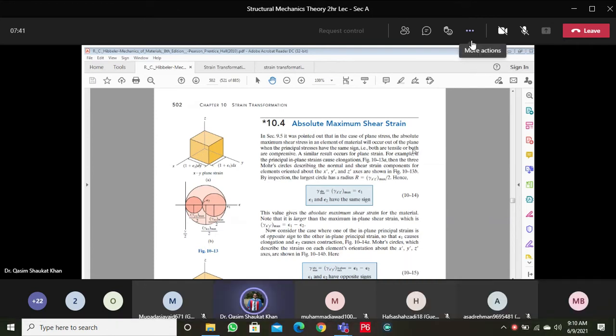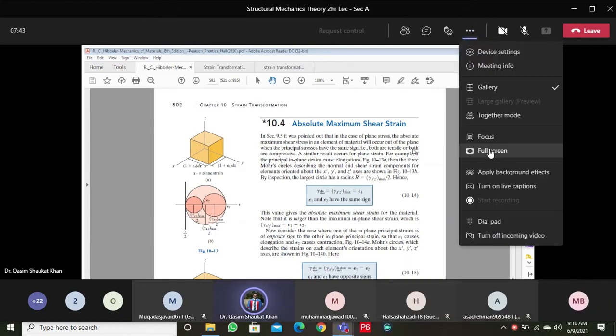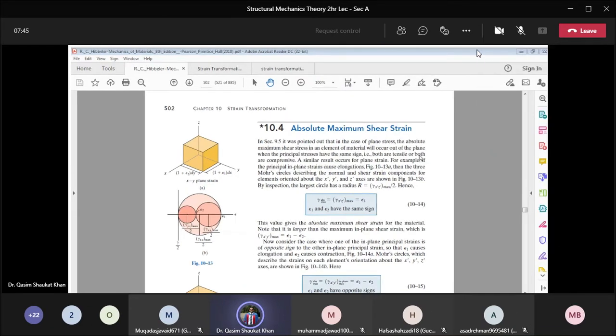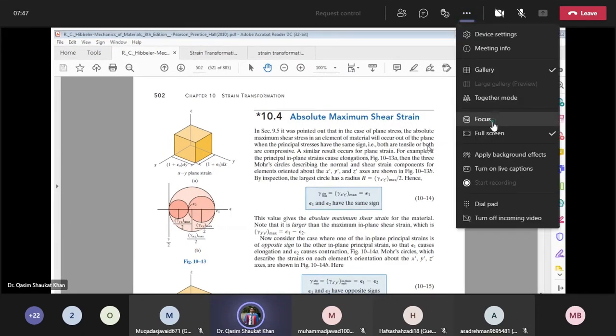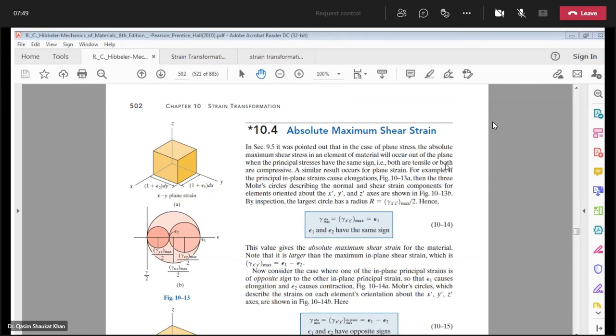Equations, we derived the equations and then we solved the numericals to calculate the orientation of the principal planes, orientation of the shear plane, computation of the principal shear strains, maximum in-plane shear strain. Then we also used the equations to calculate the normal and transformed normal and shear strain at any given orientation. Then we also studied the Mohr's circle.